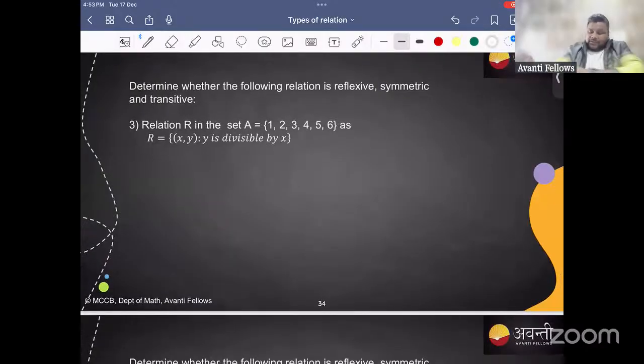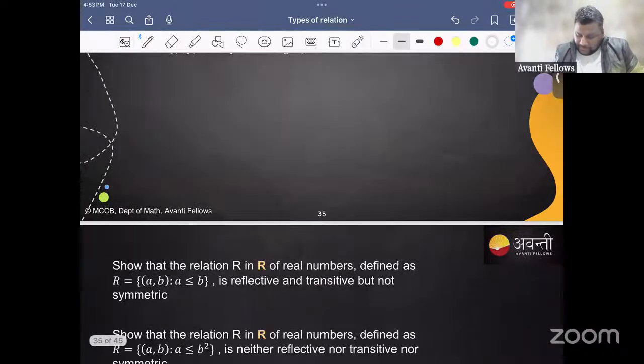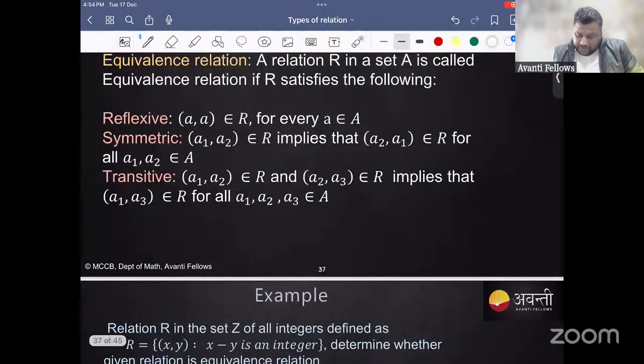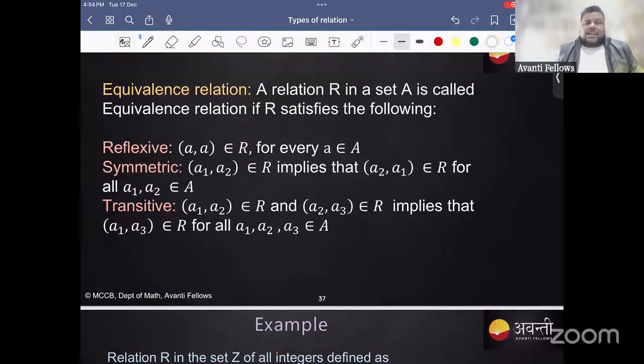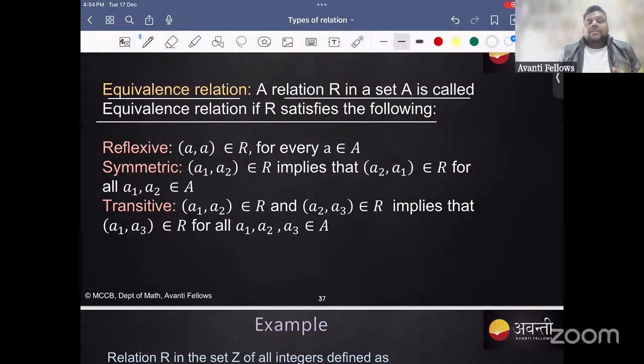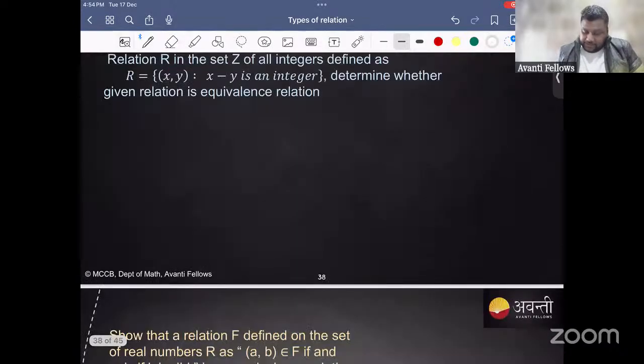Now, determine whether the following relations are symmetric and transitive. This is what you can do. I'll do another example based on this; there are a few more examples over it. They are quite common in NCERT examples, but we see these kinds of examples in the paper also, JEE Mains also. Now see equivalence relation. What is it? A relation R in set A is called an equivalence relation if it satisfies all three, meaning it is reflexive, it is symmetric, and it is transitive.